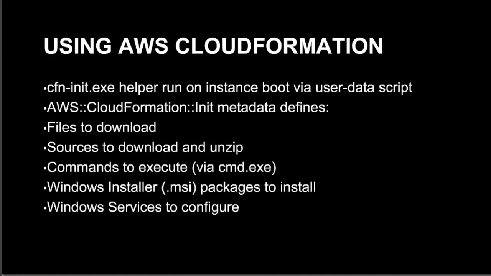So you still use, as previously on EC2, your script or your PowerShell to run the cfn-init.exe. And in Windows, it's very similar to Linux. You're able to download files, you're able to download source zip files and unzip them into the directories you specify. You can specify commands to execute. These all run against cmd.exe. So if you have PowerShell scripts that you want to run, you can still do it. You just need to use cmd.exe and use PowerShell.exe to actually run the script.